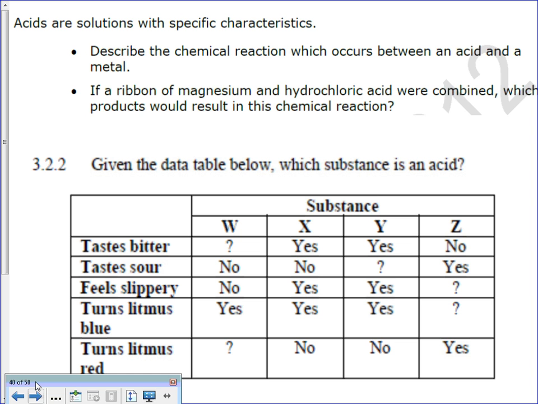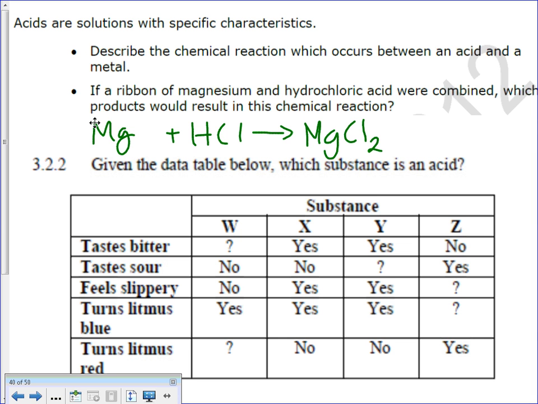Gia, tell me what you got. I got Mg plus HCl. Pause. Maddie, tell me what you got from there. MgCl. MgCl. Why is there a 2 there?